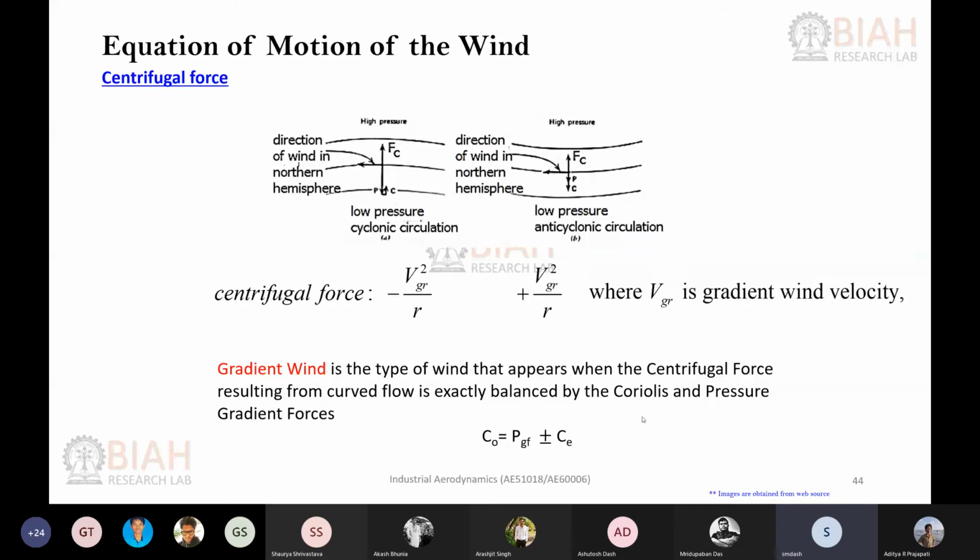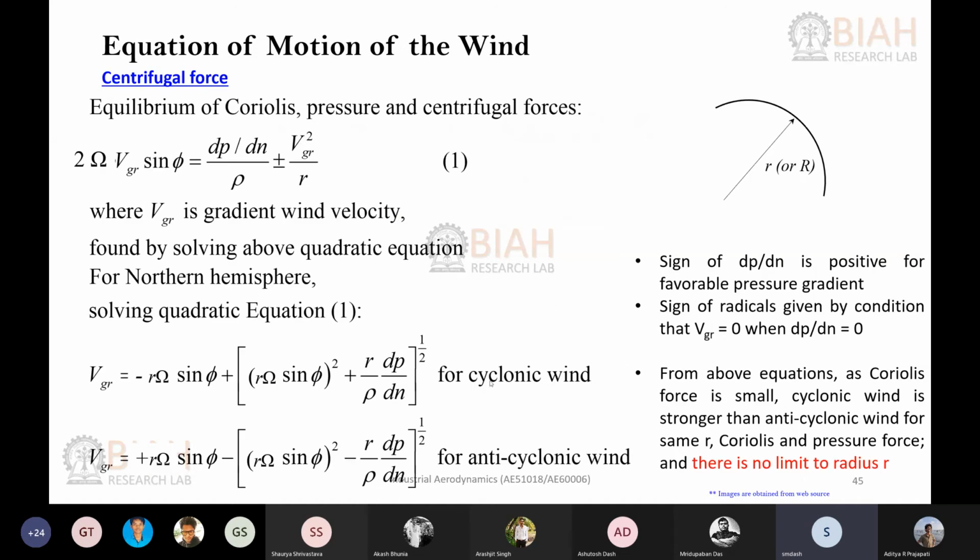Now we know all these terms already. Your Coriolis force term we already know, 2 omega v sine phi. Then the other one is the pressure gradient force, also we know, along any normal direction, this will be dp by dl, and you get rho of air at that particular height. And actually this is your centrifugal force.